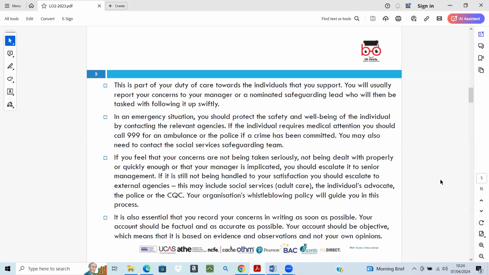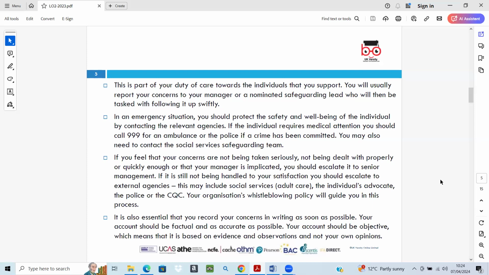If the individual requires medical attention, calling 999 for an ambulance is necessary. If a crime has been committed, the police should be contacted. Additionally, the social services safeguarding team may need to be informed.